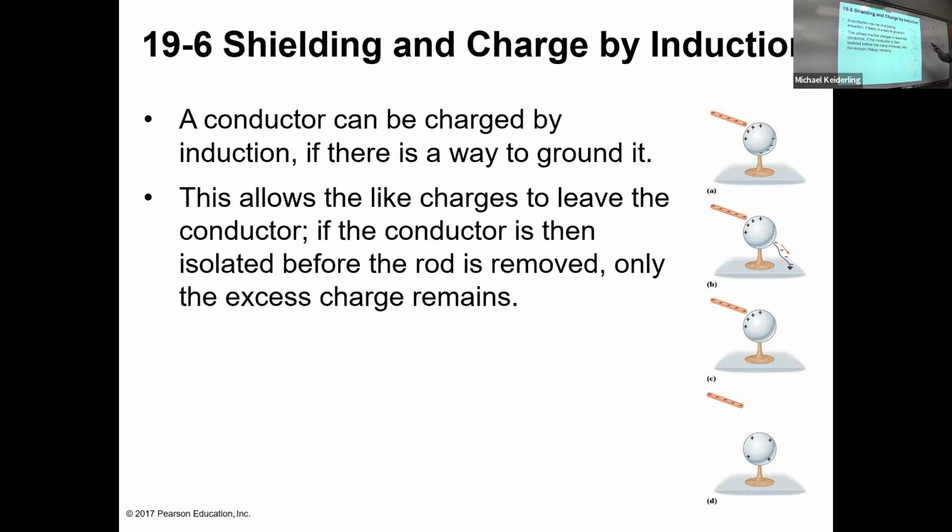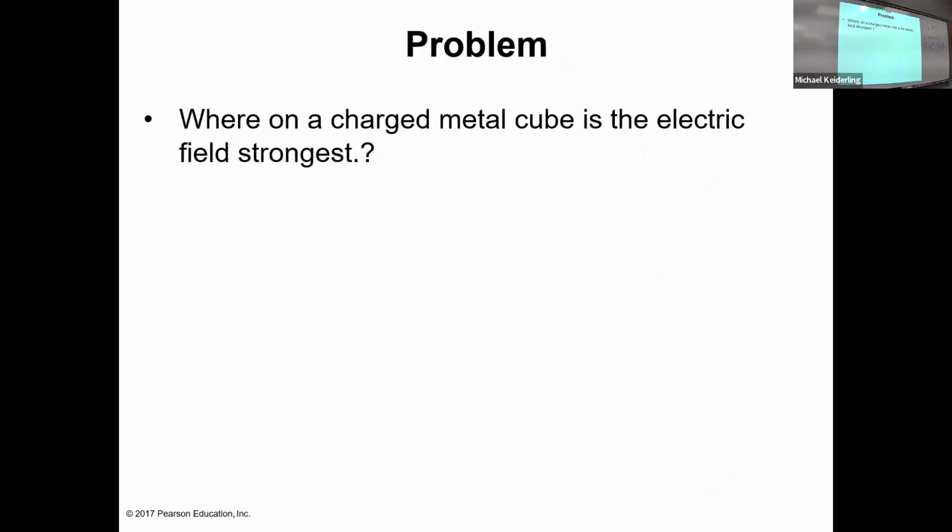So here we take a negative rod up to the conductor, it pulls positives towards it, pushes negatives away. We ground the opposite side, those negative charges disperse into the ground. So when we remove the ground, the whole thing is now positively charged and the charges will distribute over the surface. So when we ground the conductor, like charges will leave the conductor. And if the conductor is then isolated before the rod is removed, only the excess charge pulled towards that rod will remain.